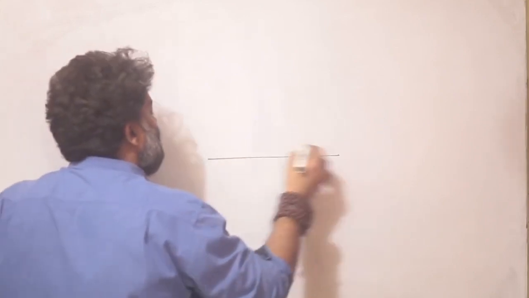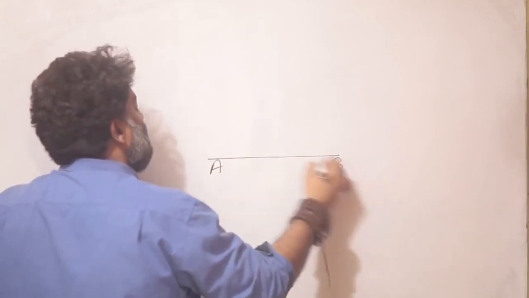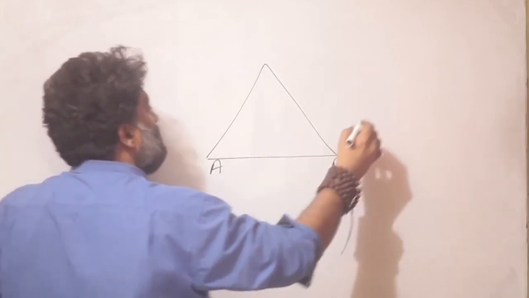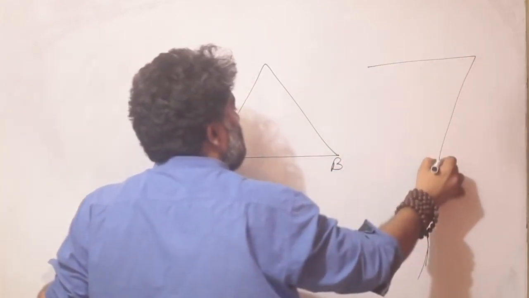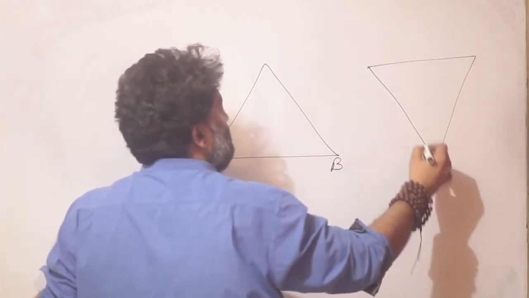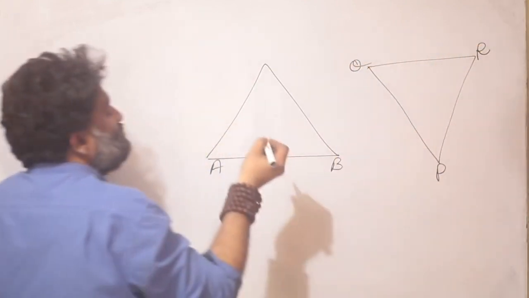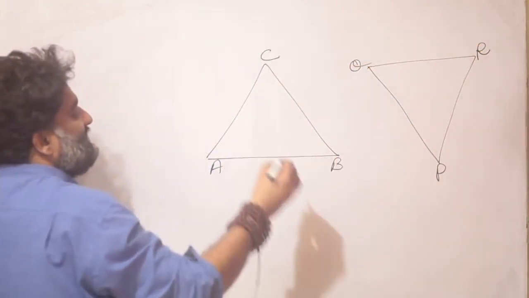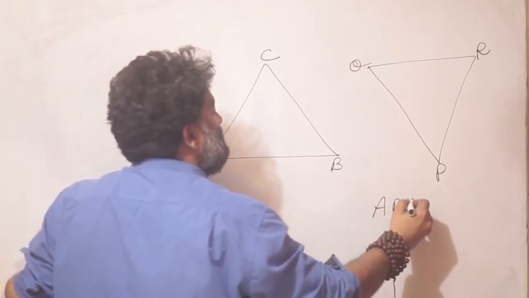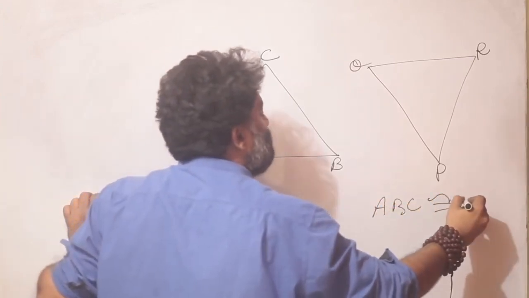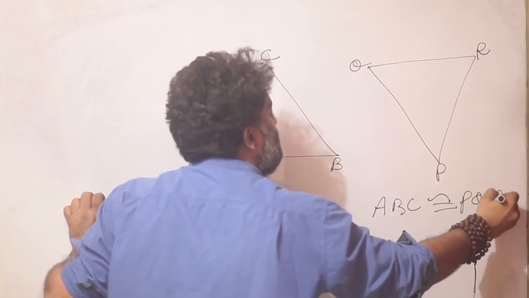So staying with a very similar story, this is triangle ABC. But this time I take the copy and I flip it upside down and change the names also, P, Q, R. So for this case, can I say triangle ABC is congruent to triangle PQR?